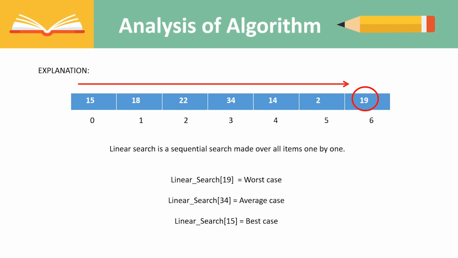And in the same way, if we search 34 in this array, it will take average number of steps to reach 34. So this type of case is called average case. But the best case is unique. Imagine if we want to search an element 15, which is already present as the first element in the array, then we will easily complete the search in first step only. So the best case means the minimum number of steps taken.